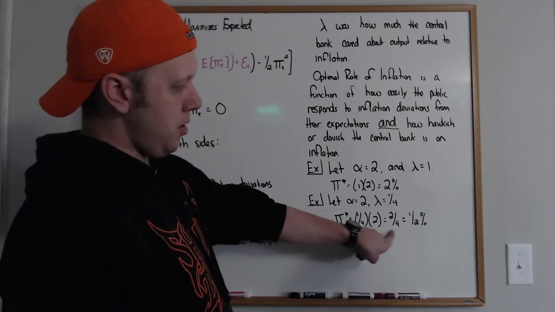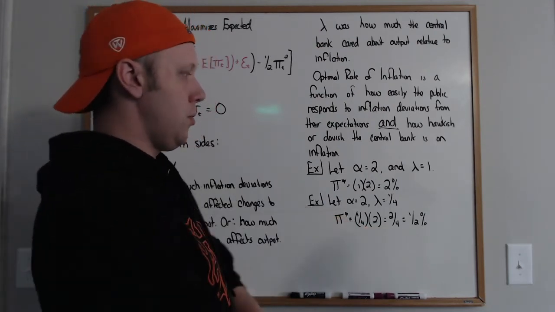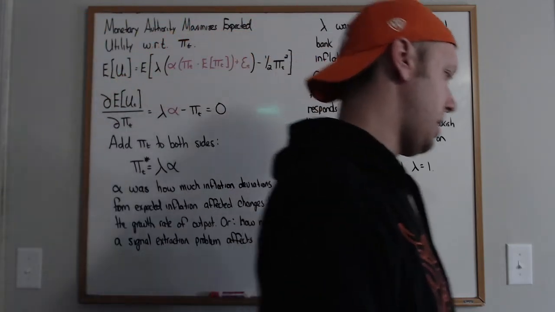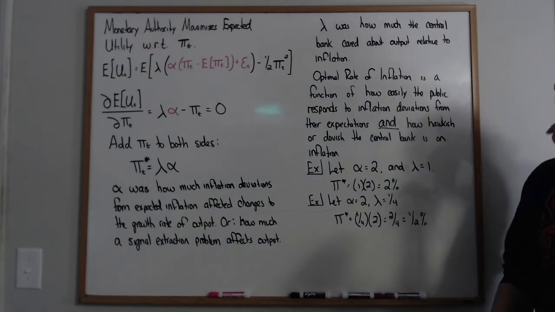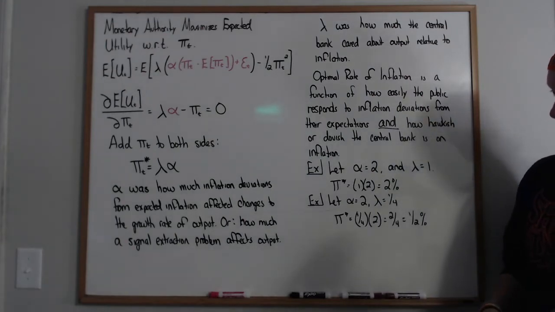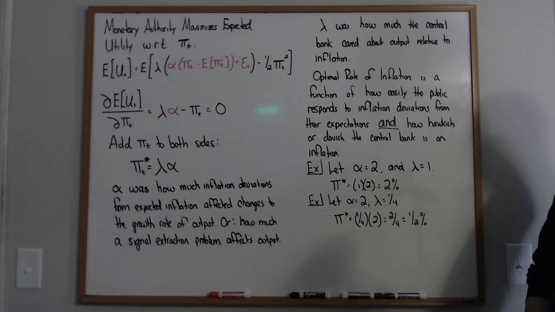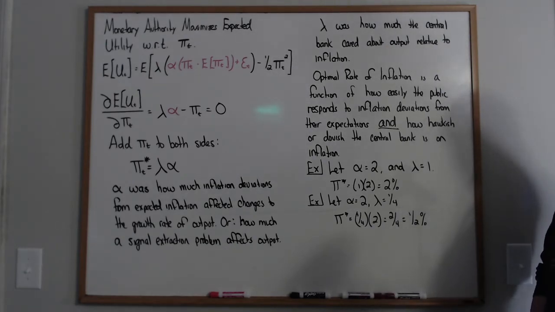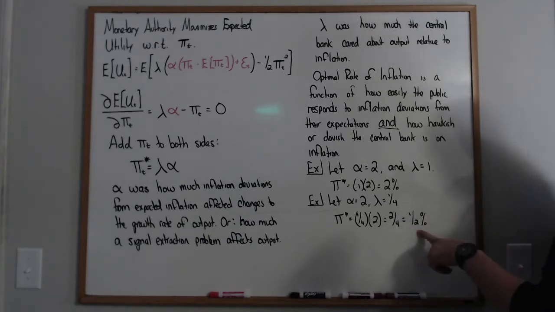Multiply 1/4 by 2, I get 2 over 4, which comes out to 0.5%. So in this case, inflation is 0.5% relative to here where inflation was 2%. So if lambda gets smaller, as you can see, the inflation rate drops. And the inflation rate is dropping because they become more concerned with stabilizing inflation than they do trying to increase output above its natural rate.